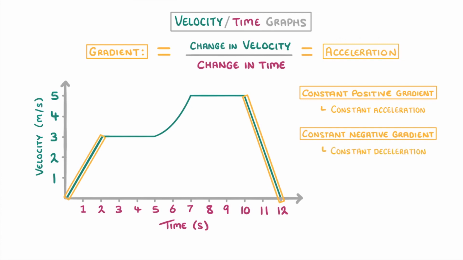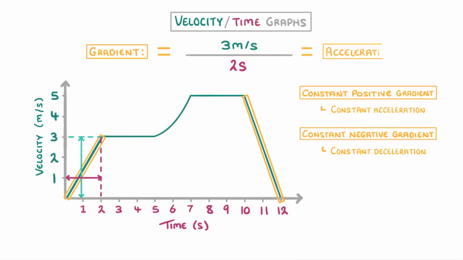We can calculate the acceleration or deceleration by plugging the relevant numbers into our equation. For example, in this first section, the change in velocity is 3 meters per second, and the change in time is 2 seconds. So the acceleration would just be 3 divided by 2, so 1.5 meters per second squared.